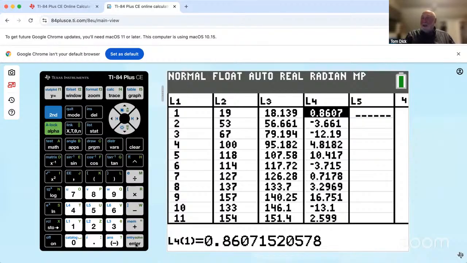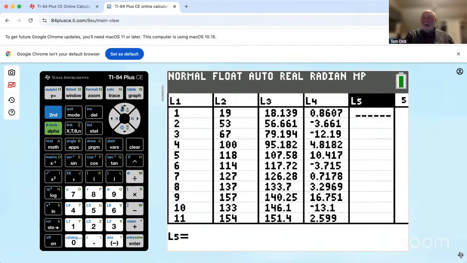And those are my residuals. In each case, it's taking the actual value minus the predicted value. If you just read across, you can see those differences. There is a shortcut to this. I'll show you how to do it in L5.